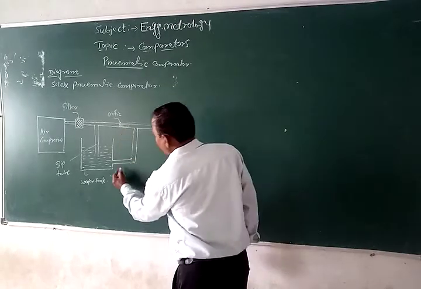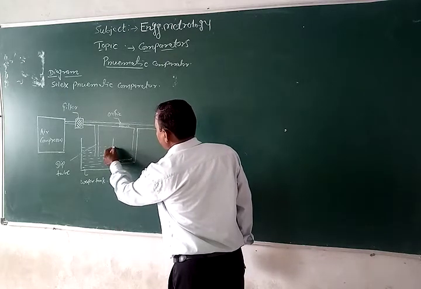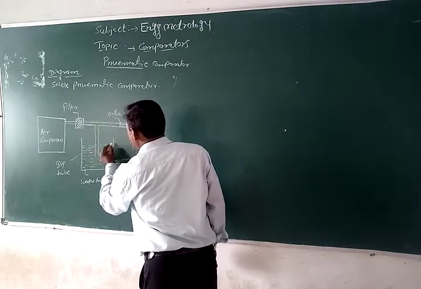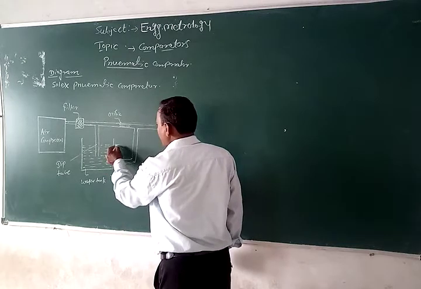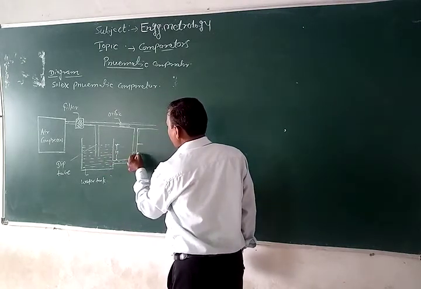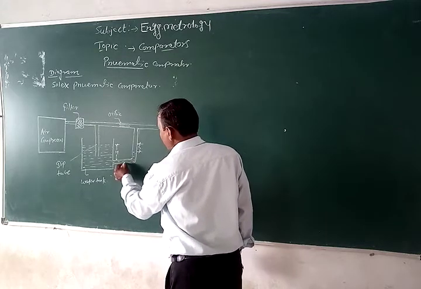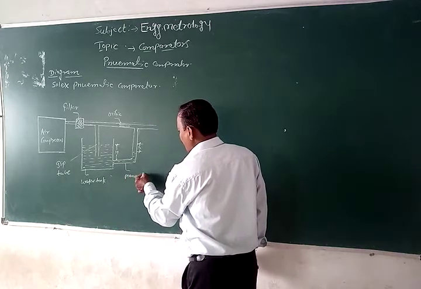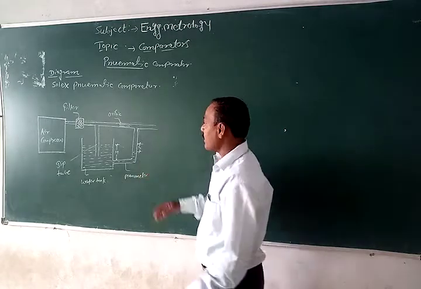The manometer is connected here. Water is here. This is the height H, capital H. And this is the change in height, the change in level. This small h on the manometer is for measurement of back pressure. Here the manometer is applied.